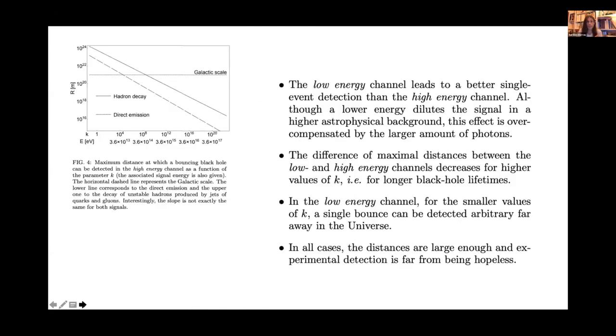You can play the same game for the other component. This is the same trend, but of course the numerical values are quite different. So to summarize, the low energy channel leads to a better single event detection than the high energy one. The difference of maximal distances decreases for high values of k. In the low energy channel, for the smaller values of k, a single bounce can be detected anywhere in the observable universe. And in all cases, the distances are quite large and we are not confined to a very local detection in this case. Good.